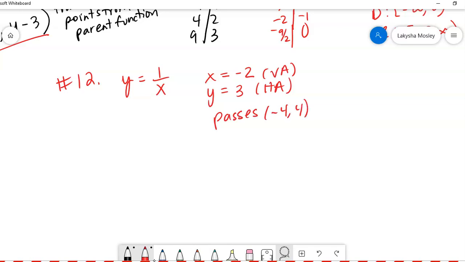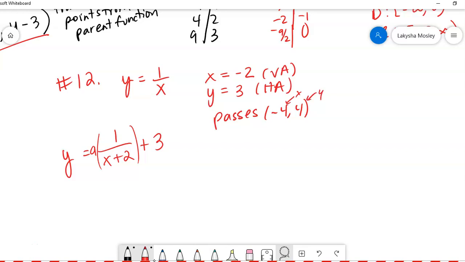And it says it passes through the point -4, 4. With that information, I know I've got my reciprocal function. I've got x = -2, so it went to the left, so I got 1 over x plus 2. And then it went 3 up, so I'll put this in the back. And again, I still probably have to solve for an A. And then I have my x and my y.